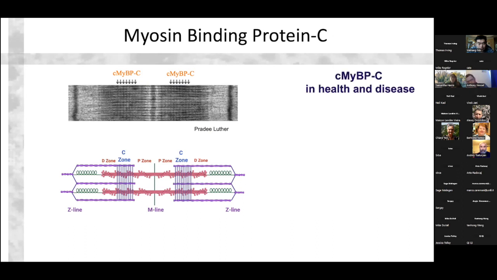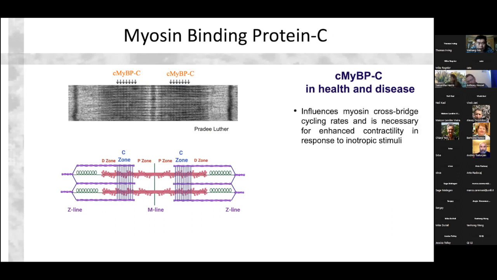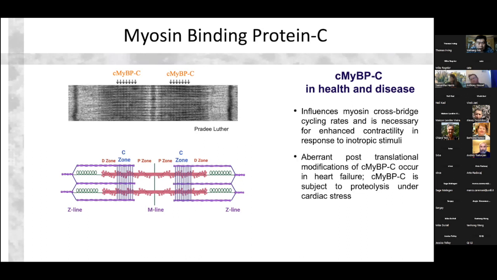Myosin binding protein C, we haven't talked a whole lot about function. We've been focusing more on structure at this workshop, but C protein, especially the cardiac version of C protein, influences myosin cross-bridge cycling rates and is necessary for enhanced contractility in response to that fight or flight response in the heart. Skeletal also becomes phosphorylated, and we'll get into that later. There are aberrant post-translational modifications, as we just heard from the last speaker, phosphorylation in particular, and changes in phosphorylation occur in heart failure. And C protein is subject to proteolysis during cardiac stress, which will be relevant for the talk in terms of the N-terminal domains.